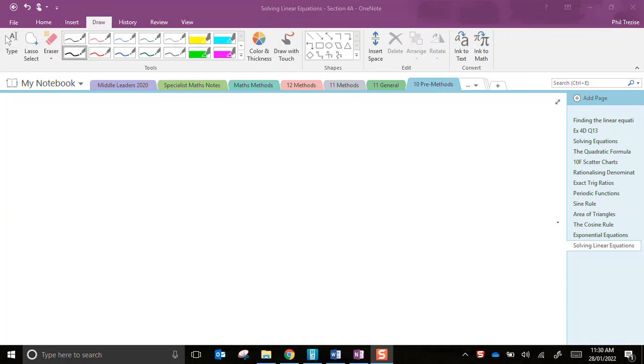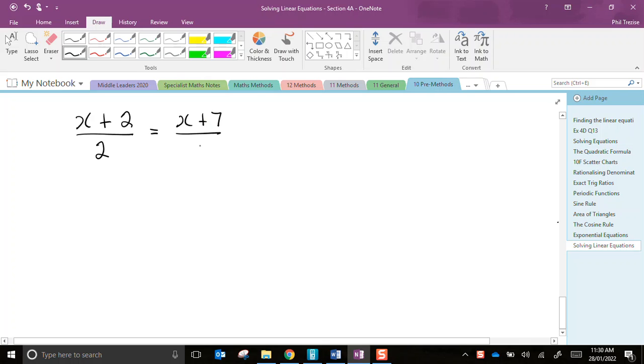Now let's have another example of one involving fractions or rational expressions. x plus 2 over 2 equals x plus 7 over 3. Once again, remember your order of operations. Once you get practiced at this, you won't need to write that down as a reminder, but if you feel that it helps, then go ahead and do so.